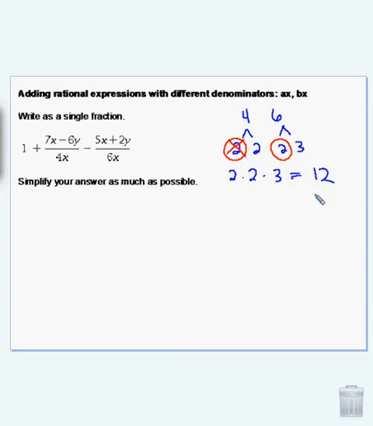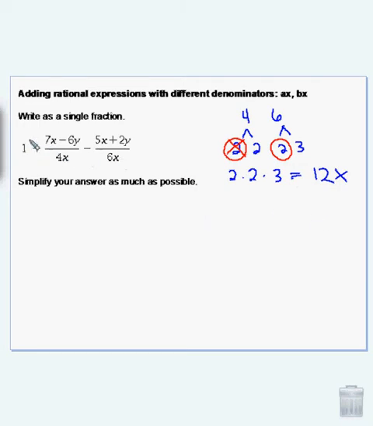Now 4 and 6 was small enough that most people would probably look at that and go, oh, 12. But if you can't, this is a method for finding the least common multiple. Now it's not just going to be 12. My common denominator is going to be 12x because of this x here.